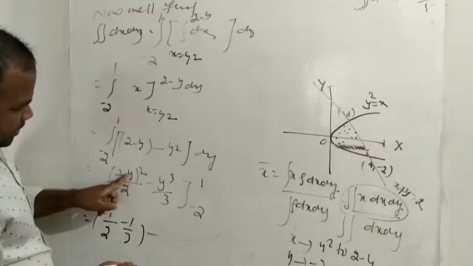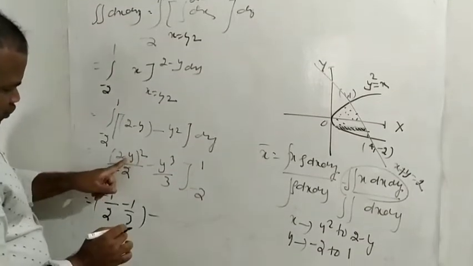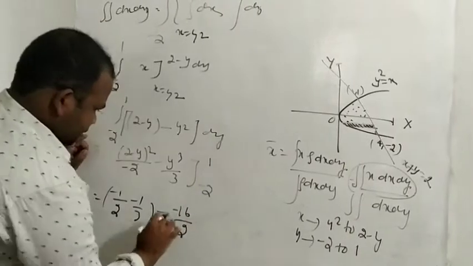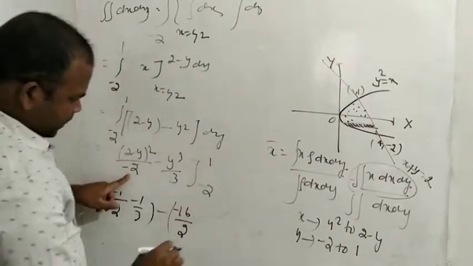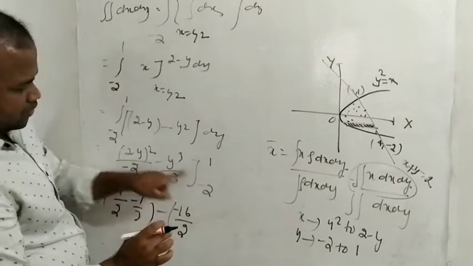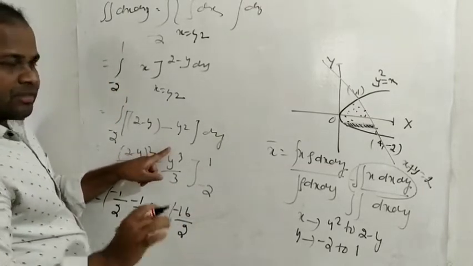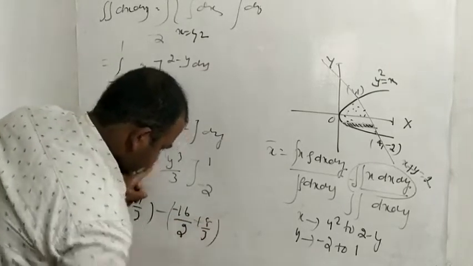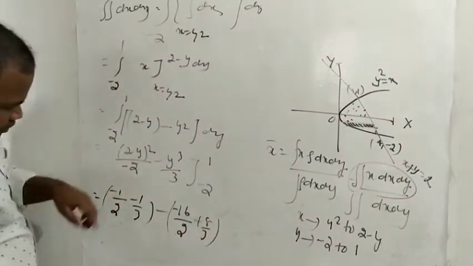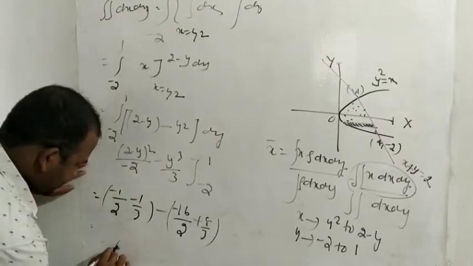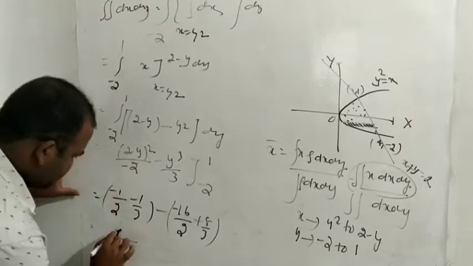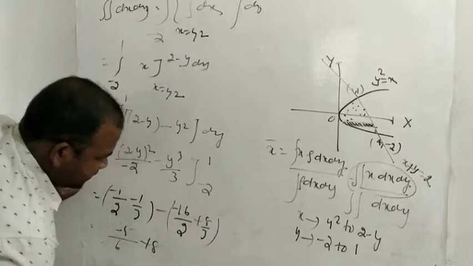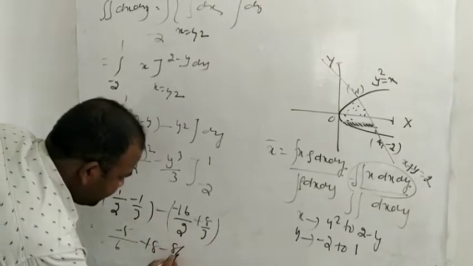And what is the limit of y? Minus 2. Minus minus plus 2, plus 2 is 4. 4 square, 16 by 2. 16 by minus 2. And again this is minus 2 cube, minus 2 cube is minus 8, so plus 8 by 3. Okay, so now this one you will simplify. So this is LCM is 6, this is minus 3 minus 2, minus 5 by 6, here minus minus plus 8, here minus 8 by 3.